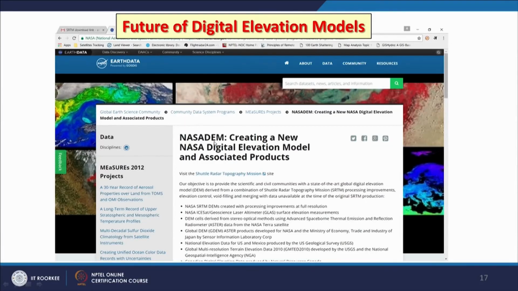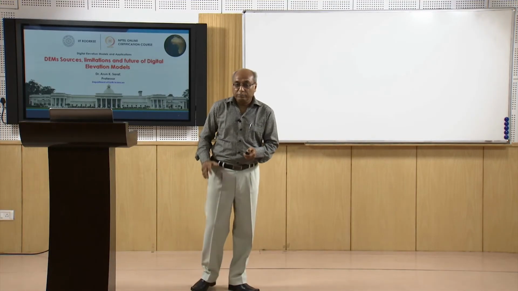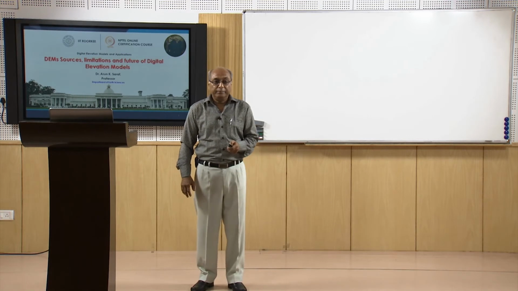So NASA is going to create a NASA DEM which would be more accurate than other DEMs, and they have planned in a big way, and this will again be a global DEM. Of course, they will be utilizing all SRTM data and other data sets, including ASTER and others, and then will bring a digital elevation model at global scale. That would probably be called NASA DEM.